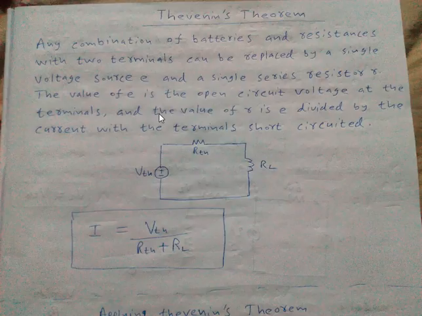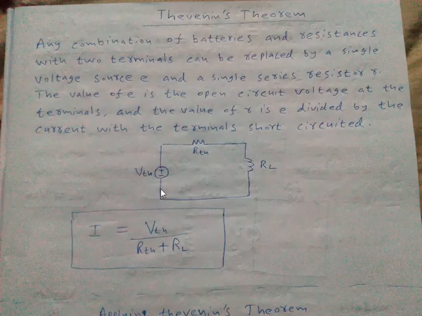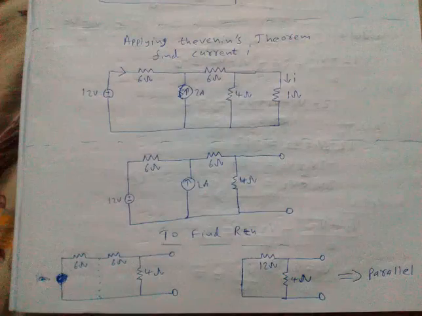And even if they have more than two terminals, it is not an issue. And there may be several resistors like this, like in this diagram, where two terminals are there, that is plus and minus. Voltage is here, then resistors are there. So we can replace all these things with VTH and RTH. That is what Thevenin says. And RL is nothing but the load resistor.